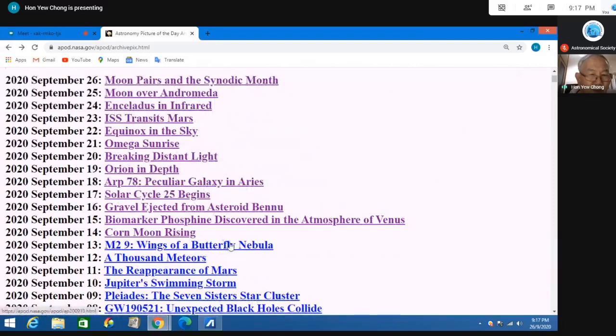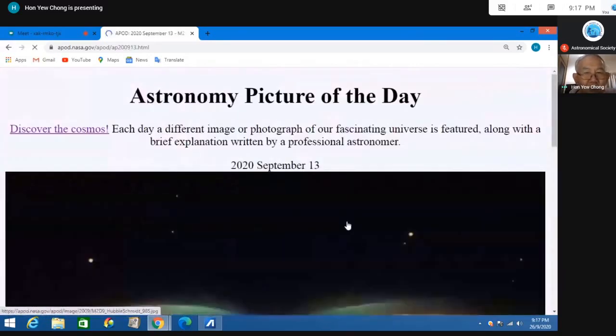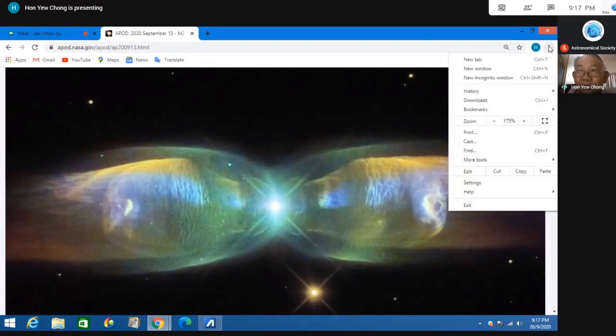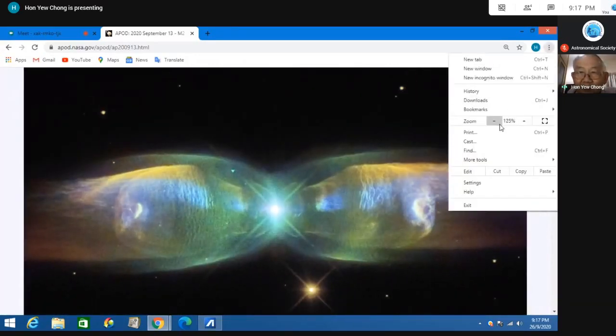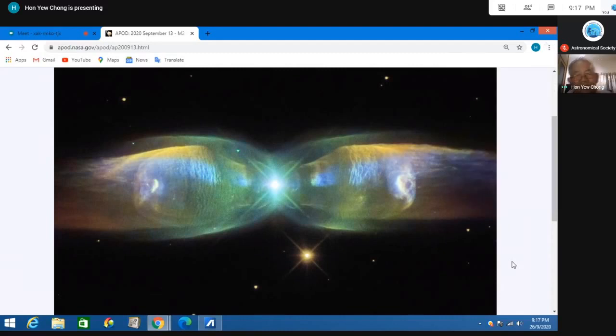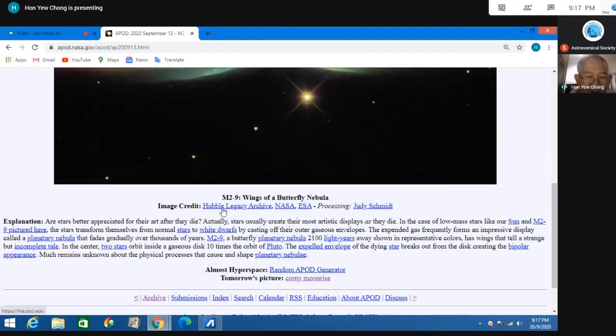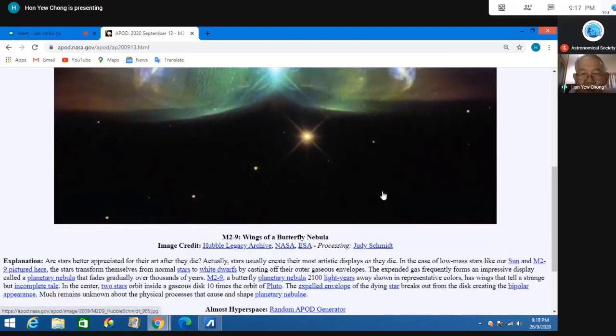And this is nice. November 13. Wow. Small picture first. Look at how beautiful it is. Actually, this one Hubble has taken for many years. This again is by Hubble legacy. Remember, many of the pictures by Hubble are co-owned by NASA and also ESA.